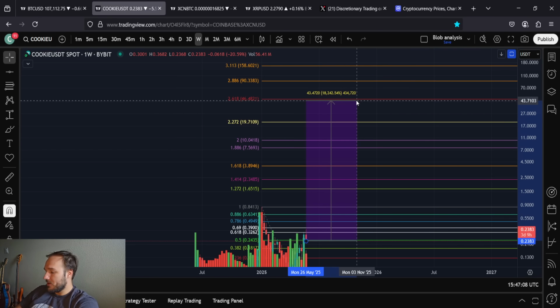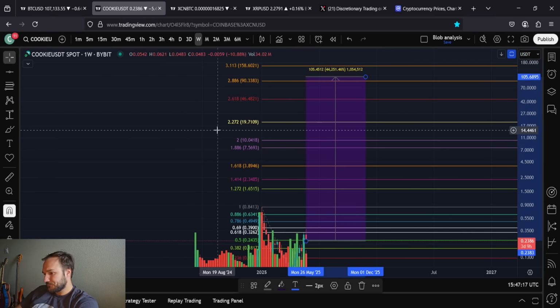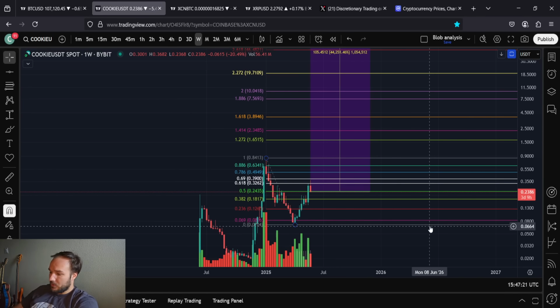I wouldn't be surprised at all if by the end of the cycle, by the end of this year, 2025, Cookie was worth $100 or thereabouts. That's a 400x. Crazy potential in this thing, crazy potential. So is it a good time to buy here below 24 cents? I hope you can answer that yourself. But it wouldn't surprise me if you went a little bit lower.